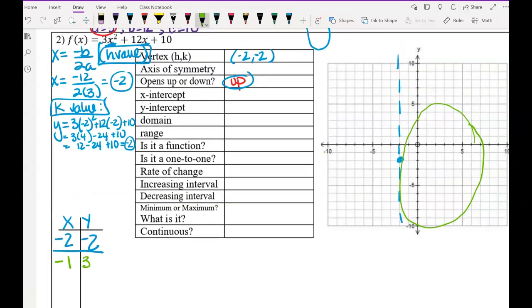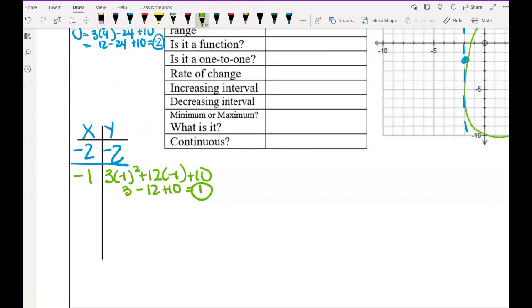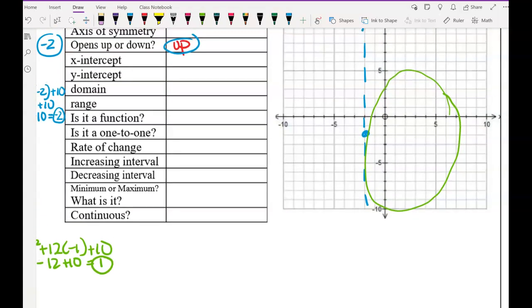So it's going to be 3 times negative 1 quantity squared plus 12 times negative 1 plus 10. So 3 times negative 1 quantity squared is going to be 3 minus 12 plus 10. 3 minus 12, guys, is going to be a negative 9. Negative 9 plus 10 is going to be a positive 1. So y is going to be a positive 1 when x is negative 1. So let's go and plot that. Okay, negative 1, up 1.